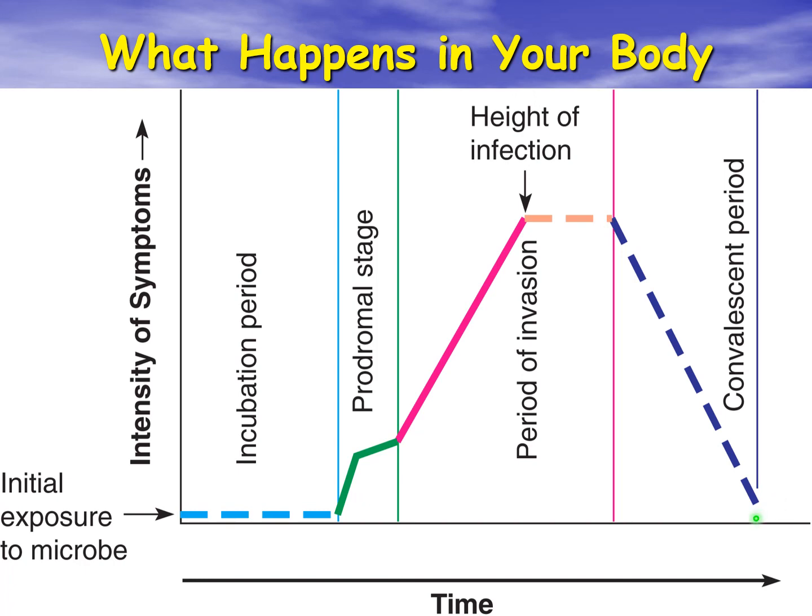So we can actually overlay the growth curve of a microorganism onto this chart. So here we have that lag phase, the period of log growth, where the microbes are growing exponentially, the stationary phase, and then finally the death phase.